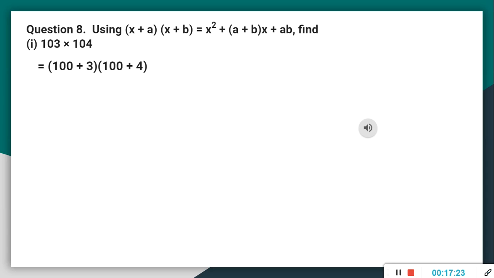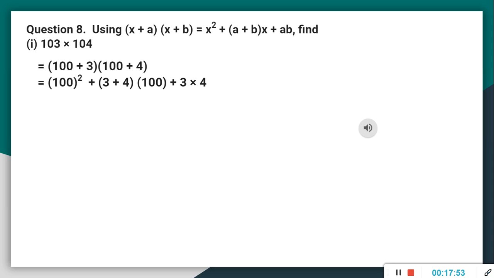Here we can see that one number is same, that is 100, that is our x. Then other two numbers are different, that is 3 and 4. So 3 is our a and 4 is our b. So now we can use the identity x plus a into x plus b is equal to x square plus a plus b into x plus ab. So here x is 100, a is 3 and b is 4. So 100 square plus 3 plus 4 into 100 plus 3 into 4.